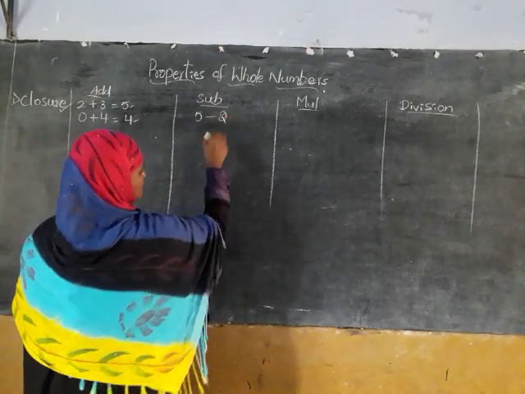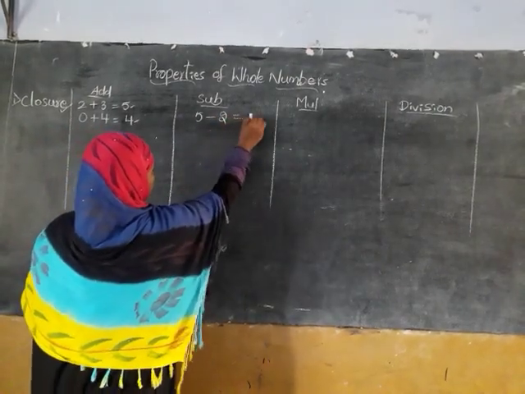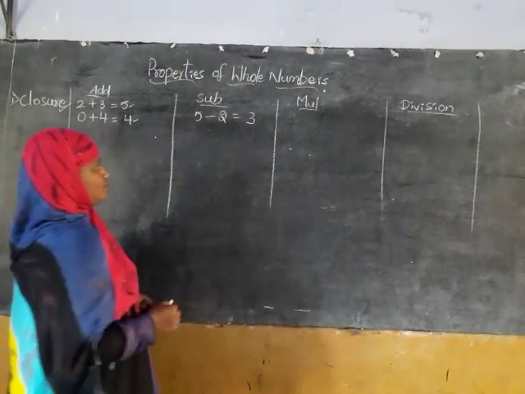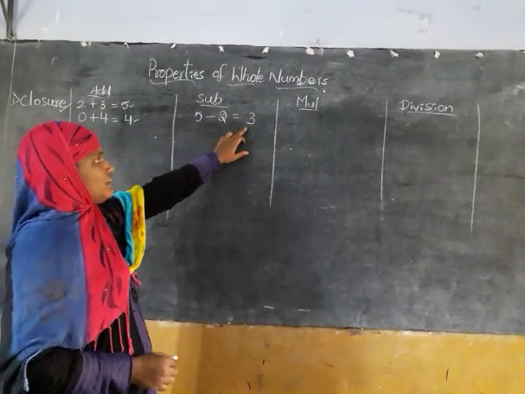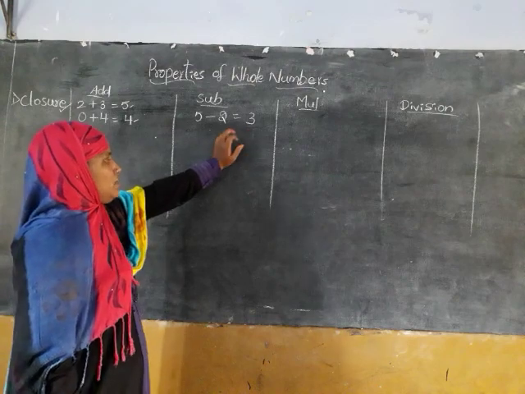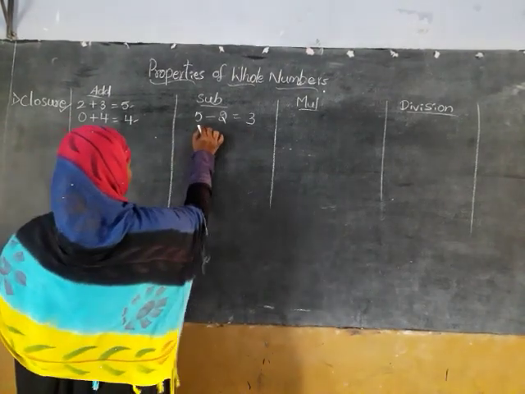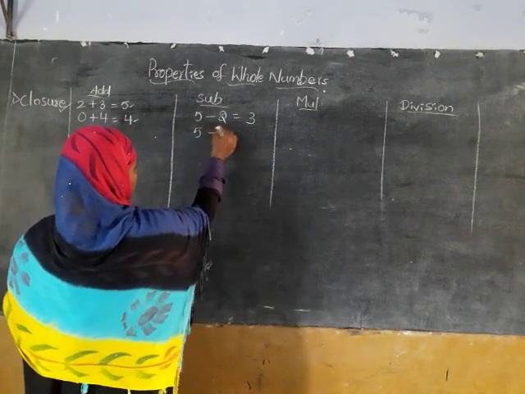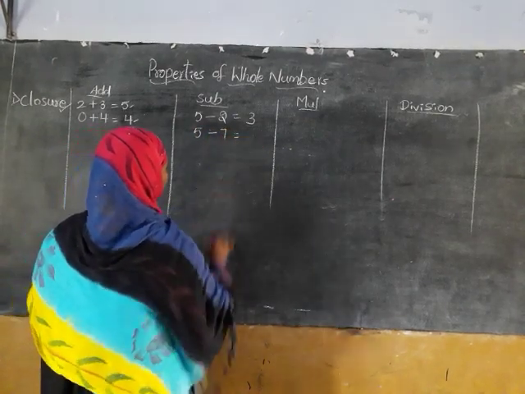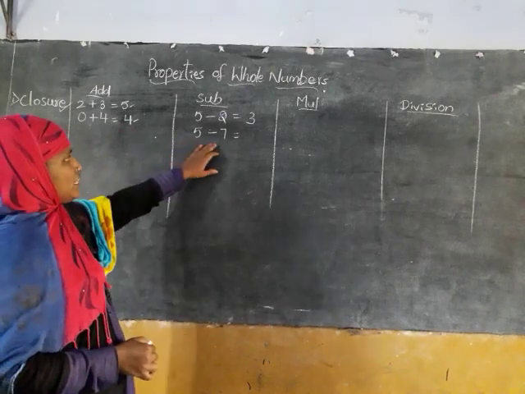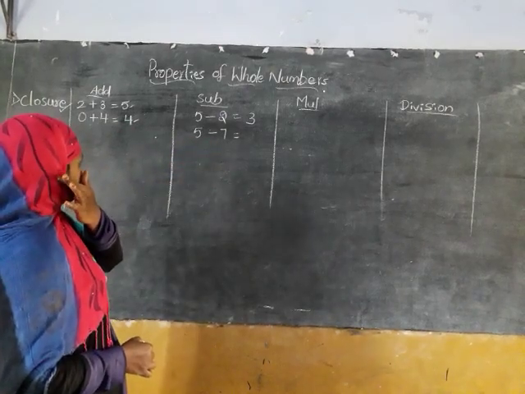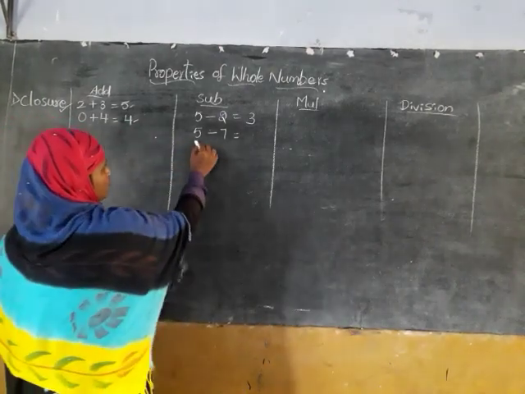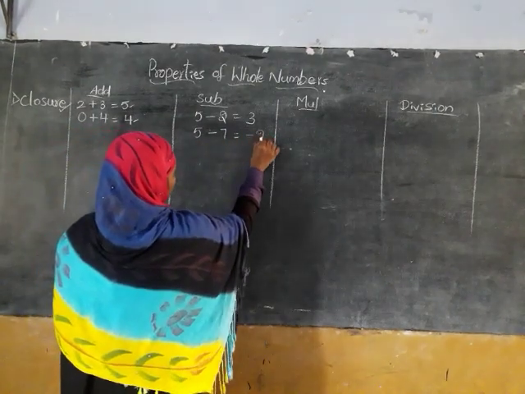5 is a whole number. 2 is also a whole number. So 5 minus 2 equal to 3, which is also a whole number. Suppose you take 5 minus 7. 5 minus 7 equal to minus 2.